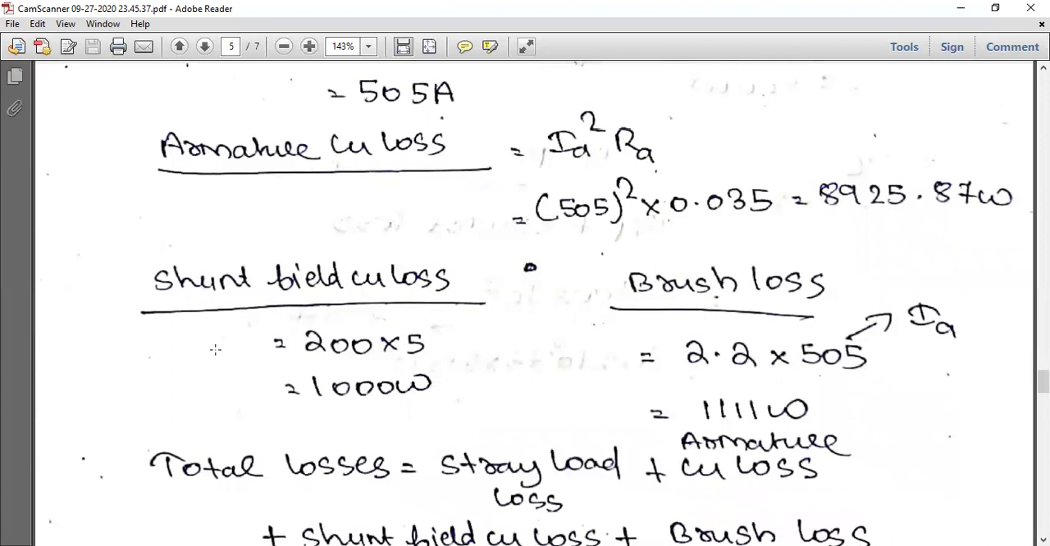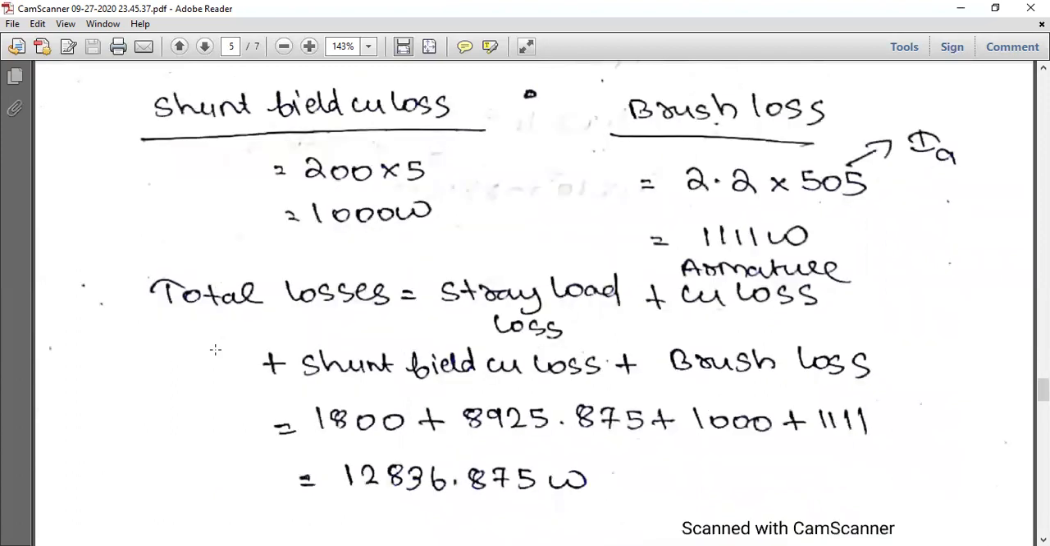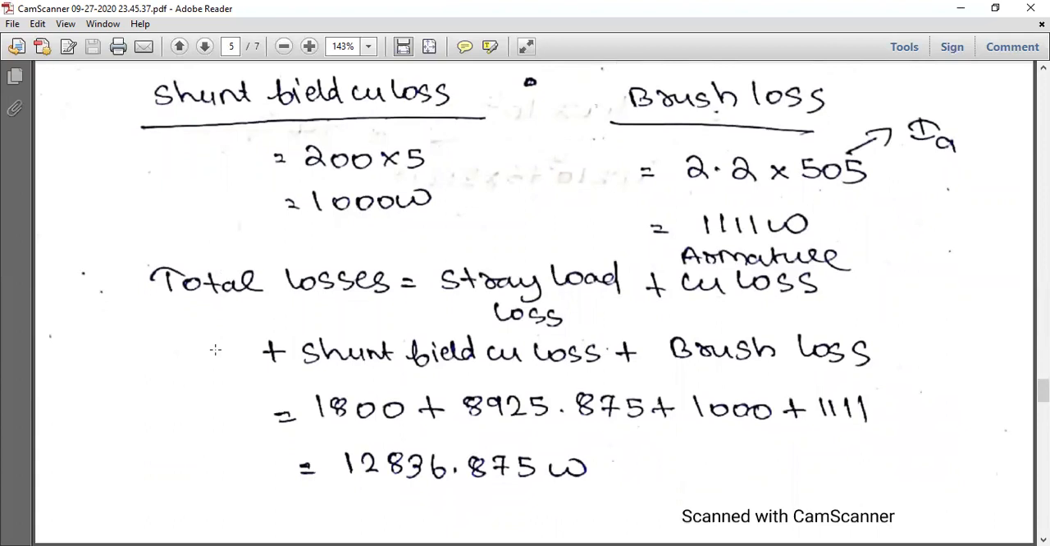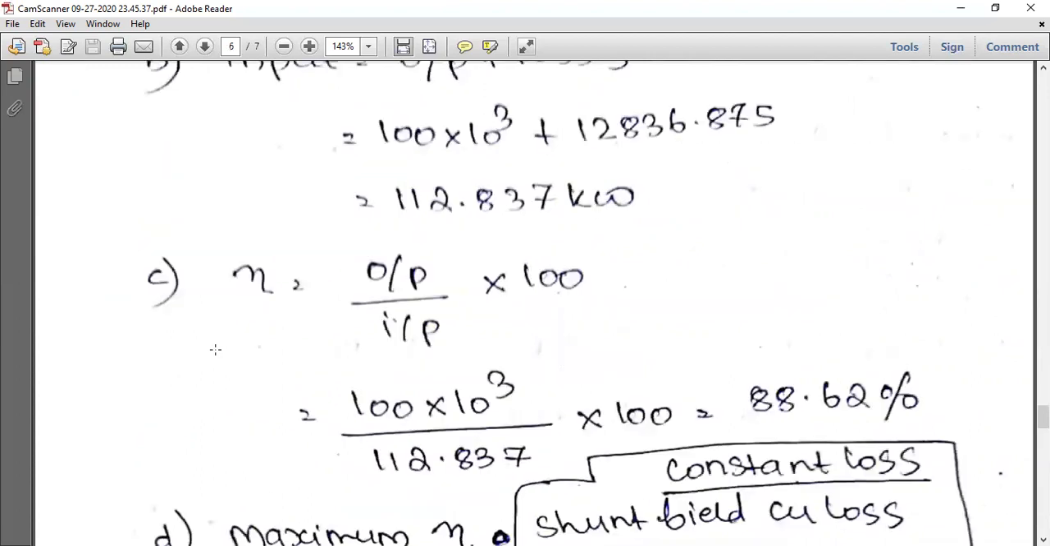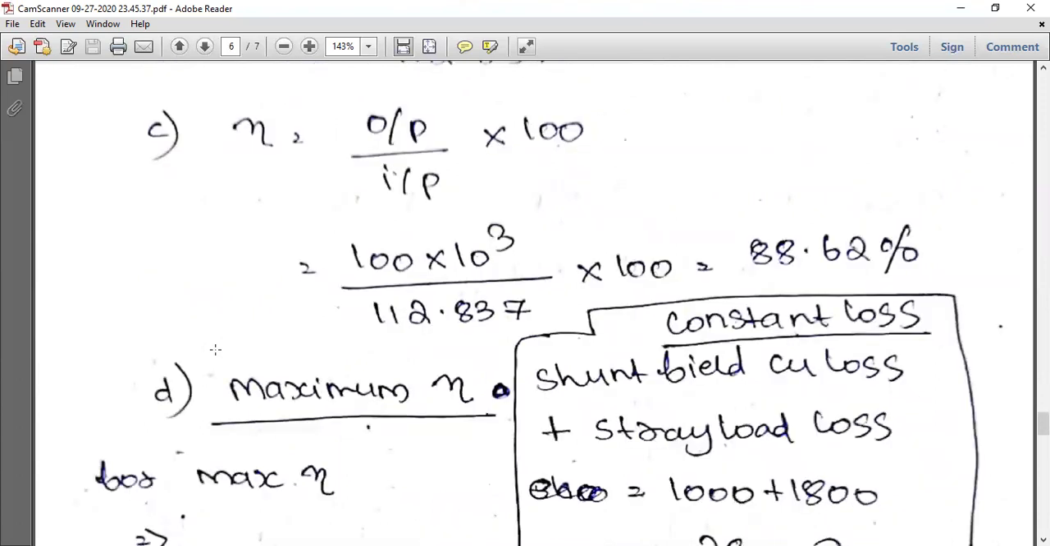Then total loss will be stray load loss plus armature copper loss plus shunt field copper loss plus the brush loss. So we will get the total losses. And how will we calculate the input? The input is output plus the loss. So we get the input as this. So efficiency is output by input into 100. So we get the efficiency, and we also need to calculate the maximum efficiency.